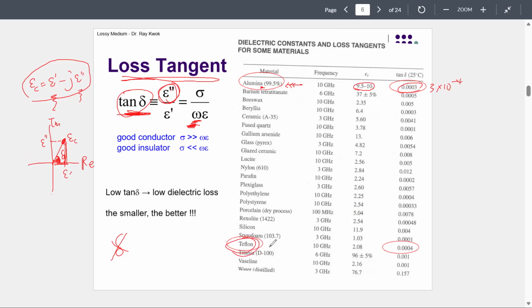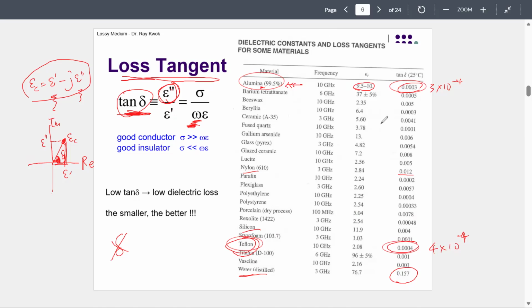Teflon. Teflon is the white plastic that we use in coaxial cable. If you cut open better quality coaxial cable, some of them use nylon, which is cheaper. Teflon also has a very low loss tangent, so people use Teflon a lot for high frequency circuits. Nylon is worse, but it's cheaper. Silicon, the wafer, is terrible: 0.15 instead of 10 to the minus 4. That's a few orders of magnitude difference, right?